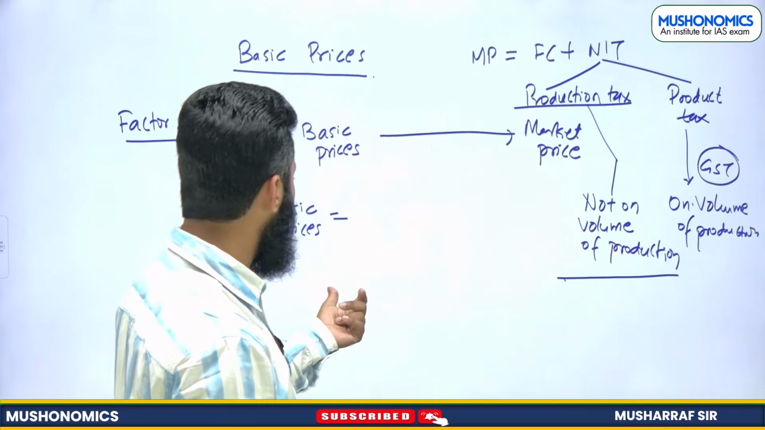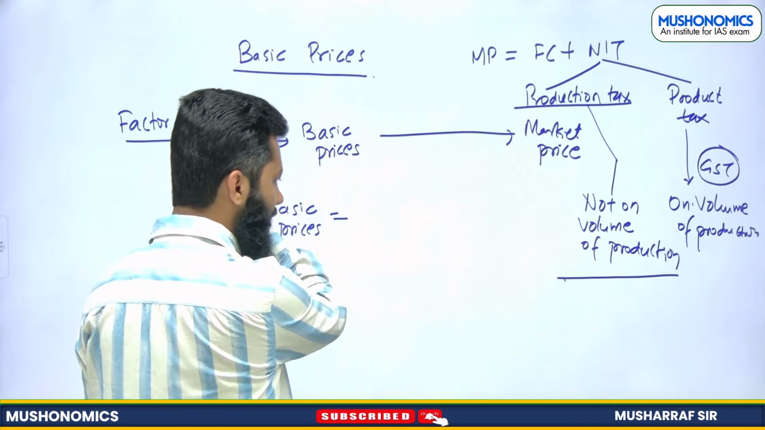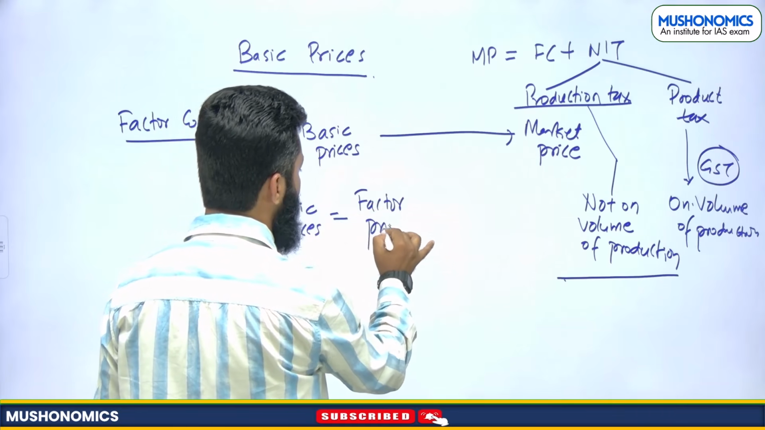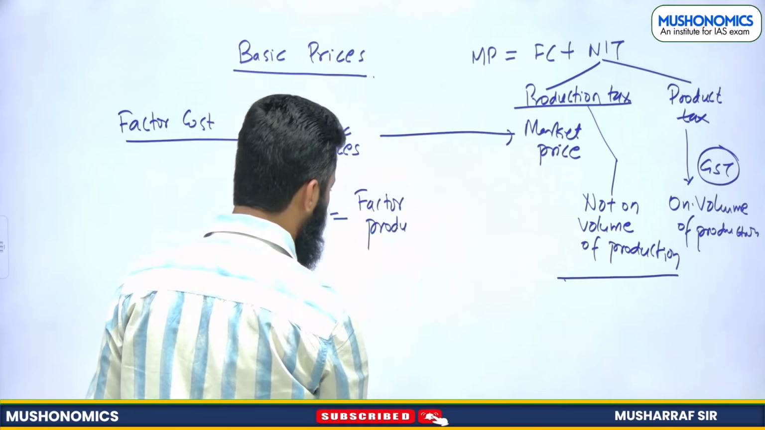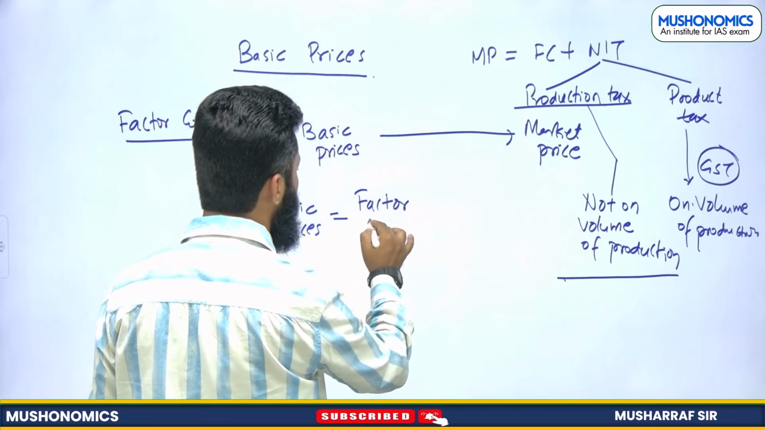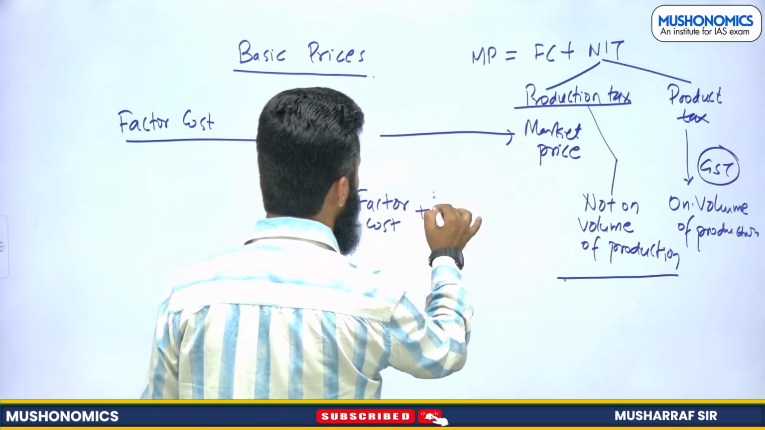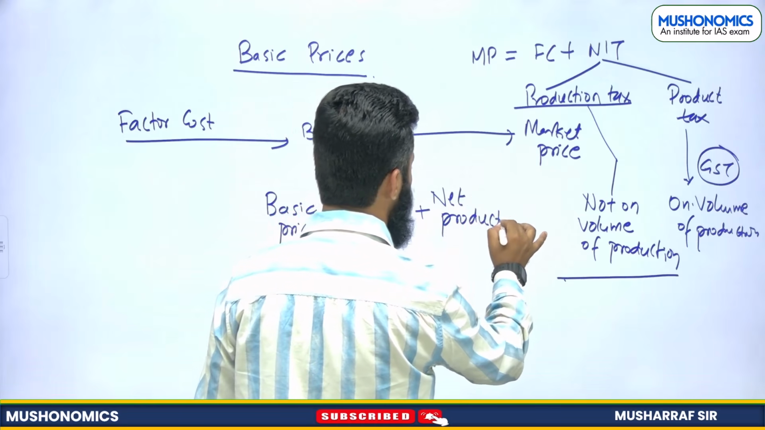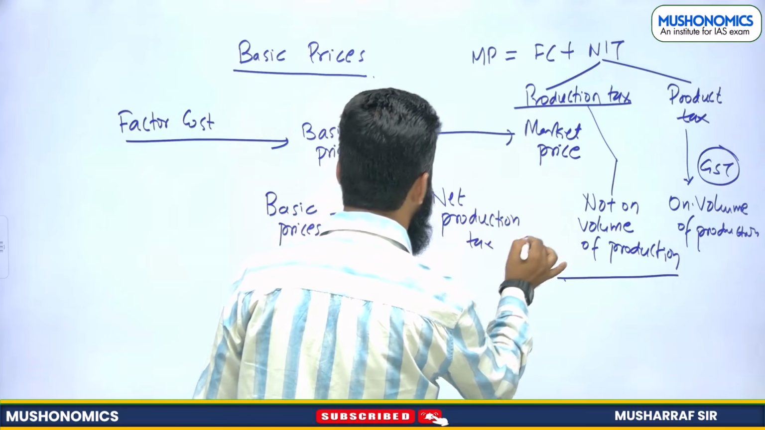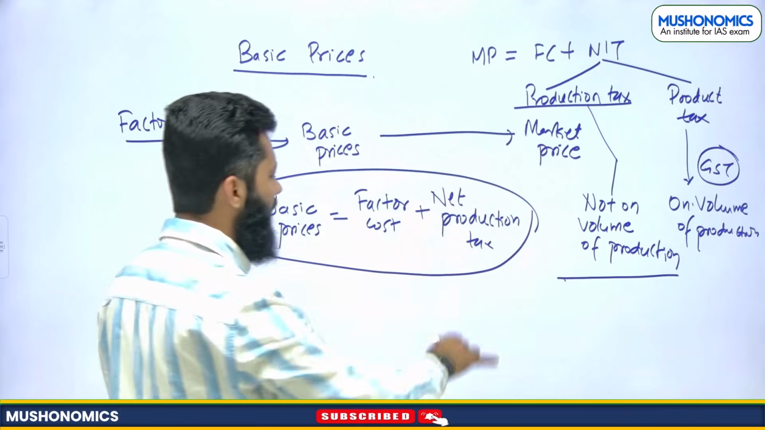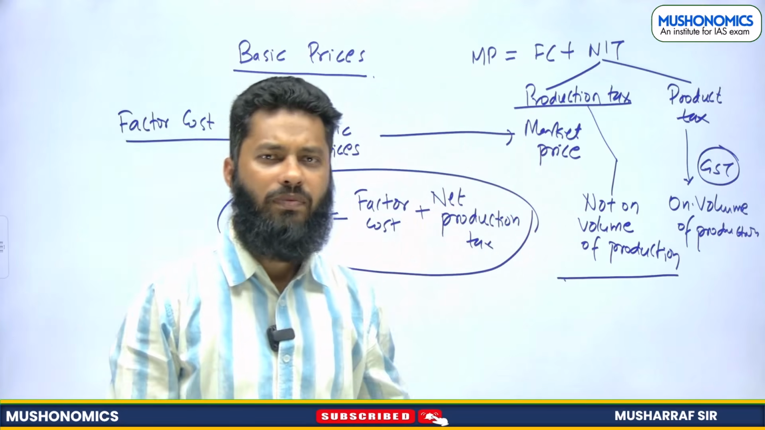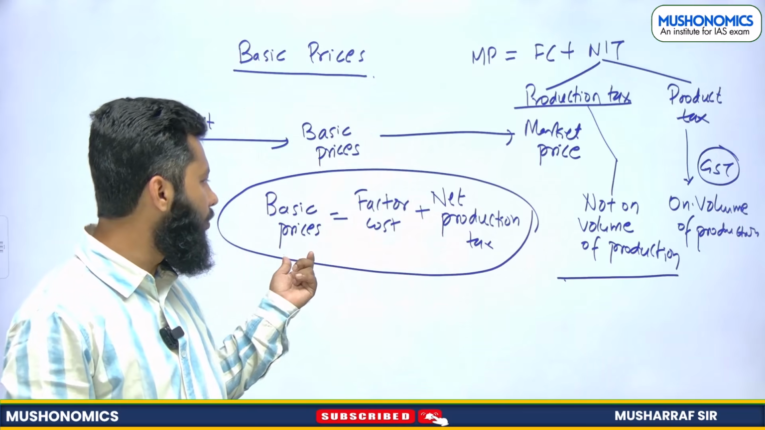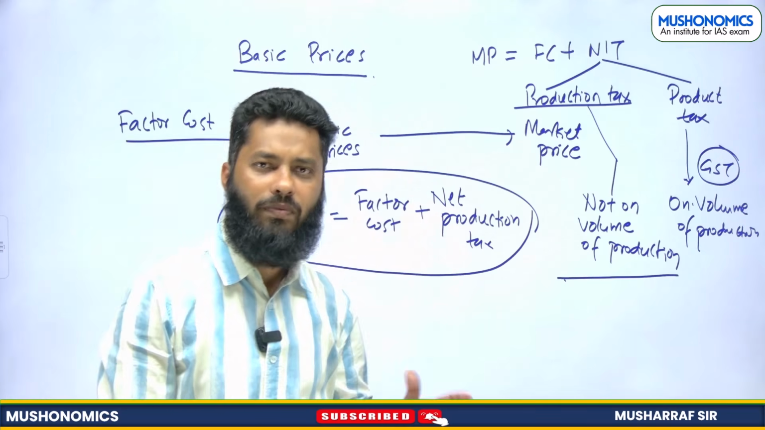So this will give us basic prices. So basic prices are nothing but factor cost plus production taxes, and now subsidies can also be there. So factor cost plus net production tax. Basic prices we also use to calculate mainly in the gross value addition method or GVA method. This is how we obtain basic prices from factor cost. This is what we have understood.